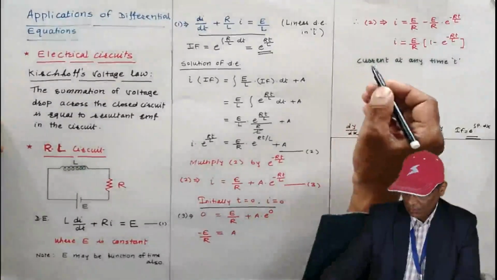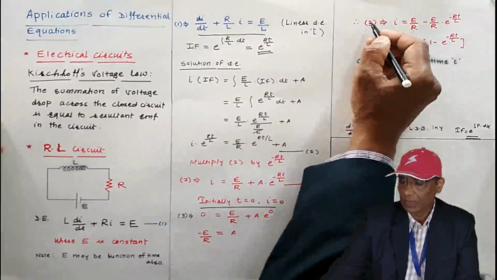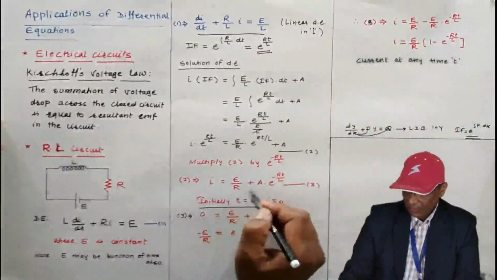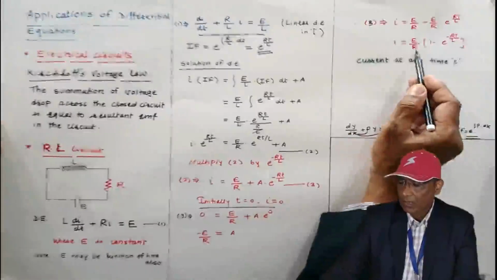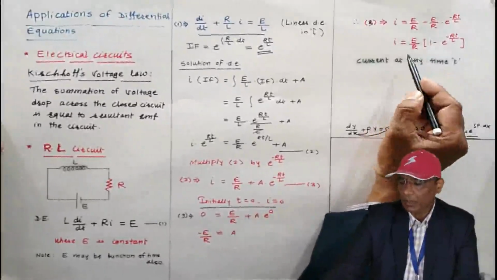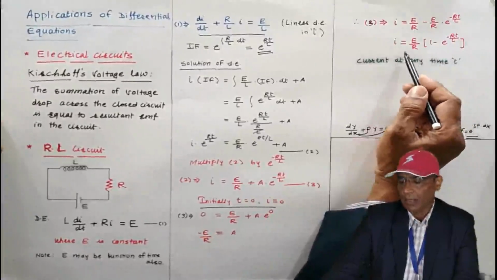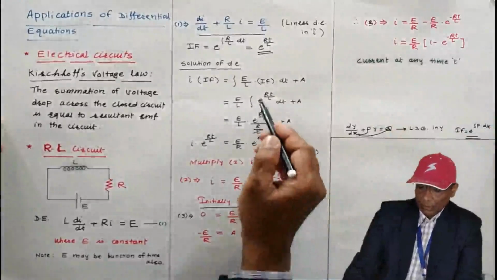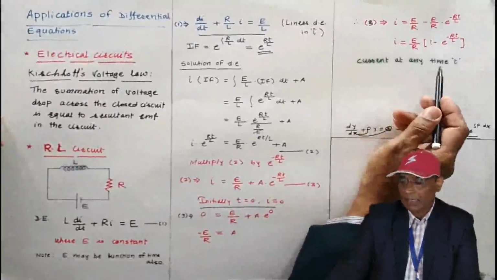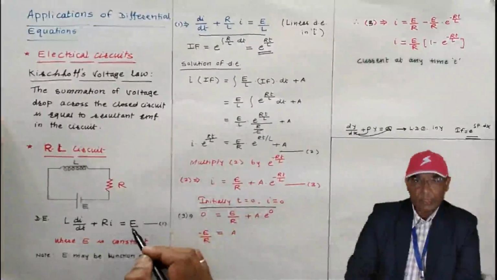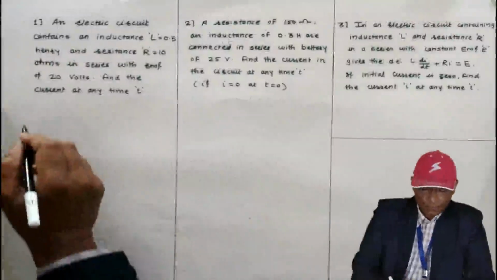So equation 3 now becomes I is equal to E by R, put value of A, E by R with minus sign, and then finally E by R I am taking common. So this is current I at any time t in the circuit. This portion will be common in maximum problems. Current I at any time t we found, and when E is constant, this portion you have to repeat as it is.